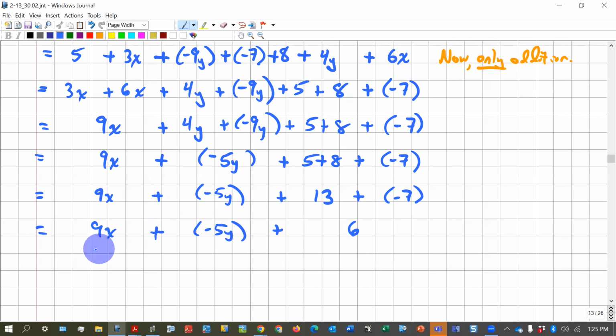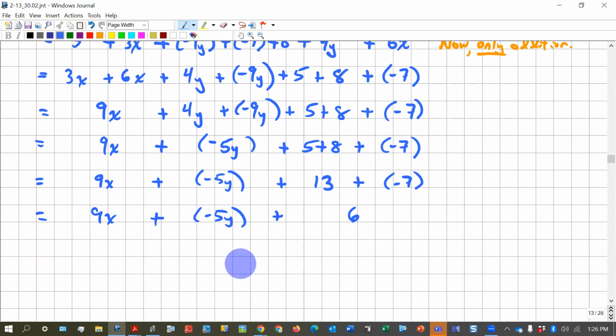And now these 3 terms are all different kinds of terms. The variables are first, the constant is last. The variables are in alphabetical order. So this process that we've been talking about, we're adding like terms. That's what it's called.